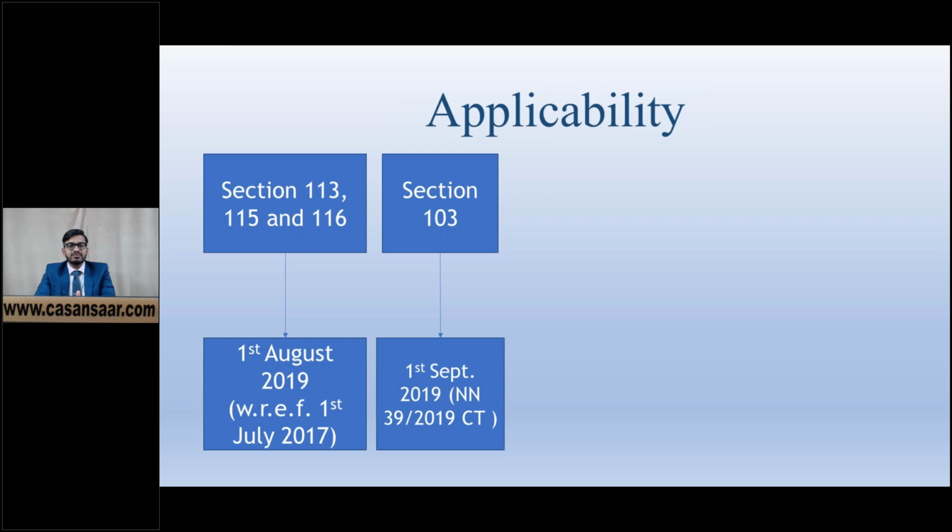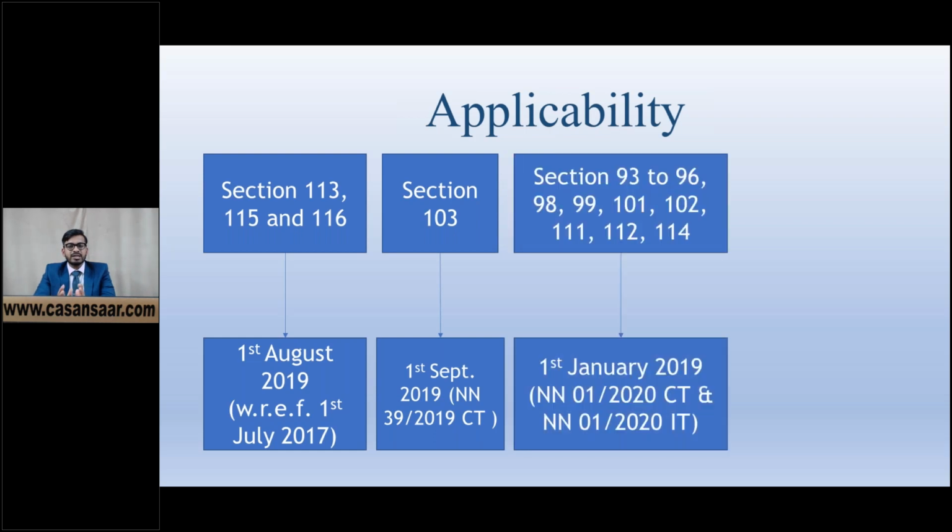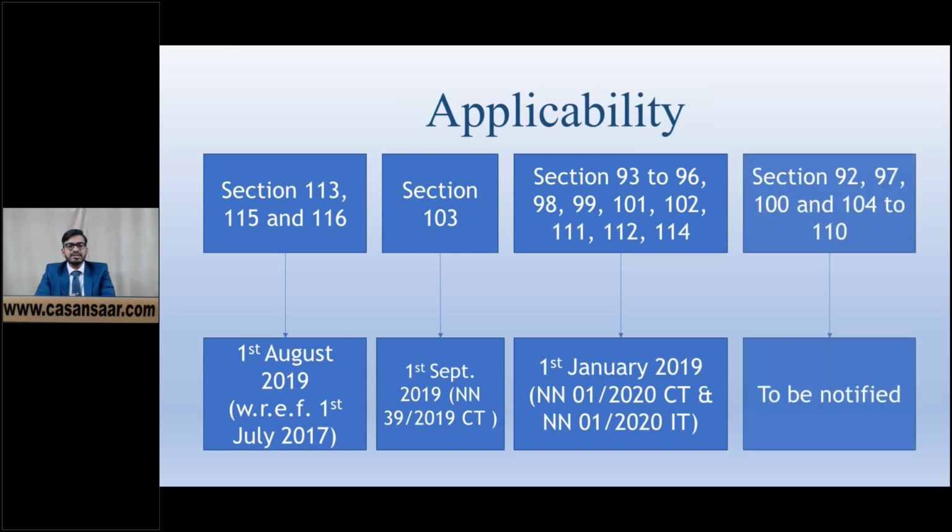But the main topic which we will be covering today are these sections 93 to 96, 98, 99 and so on, which you must be seeing on the screen. These are those sections which came into force from 1st January 2020. The date on screen is wrong. The actual date is 1st January 2020. So these are the provisions which we will be discussing in detail today. And there are some other sections also which are not yet notified as date of their applicability.